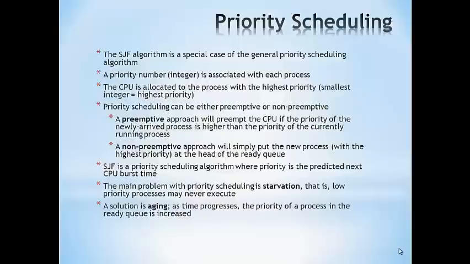This algorithm again works in two modes. The first is preemptive, that is, if a higher priority process enters the ready queue, it receives the CPU. And the second is non-preemptive, that is, a higher priority process must wait until the current process finishes, then the highest priority ready process is selected. The main problem with priority scheduling is starvation, that is, a low priority process may never execute. A solution to this problem is aging, in which the priority of a process in the ready queue is increased.